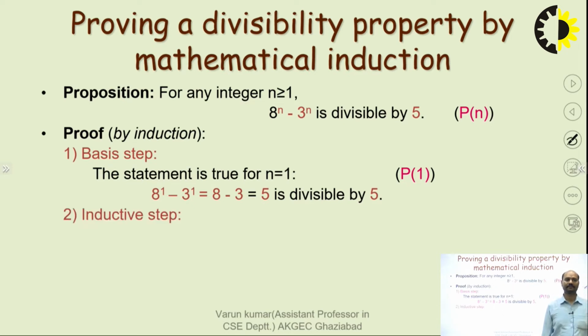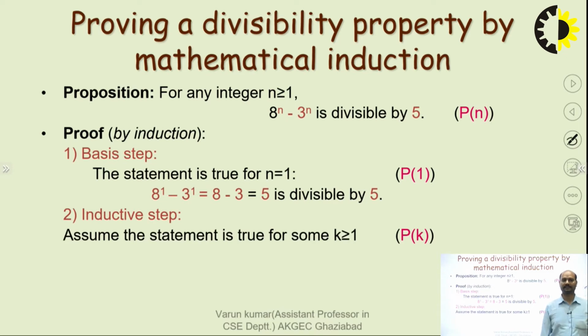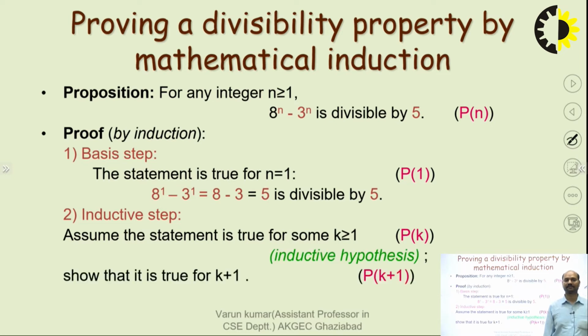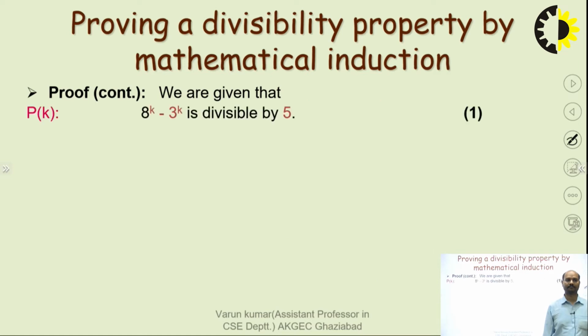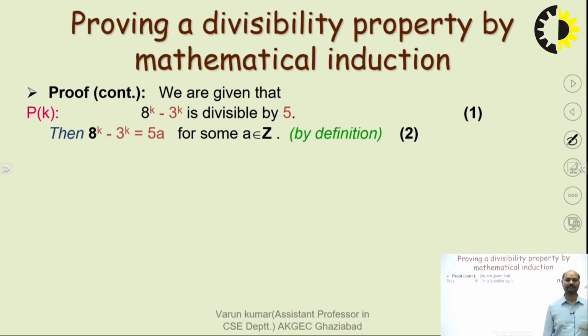Then the inductive step: we assume that our statement is true for some value of k greater than or equal to 1. It means P(k) is always true, and we have to show that it is also true for k+1. So the proof continues. P(k) means 8^k minus 3^k is divisible by 5. So we replace 8^k minus 3^k with 5 dot a, from the definition, where a belongs to Z.